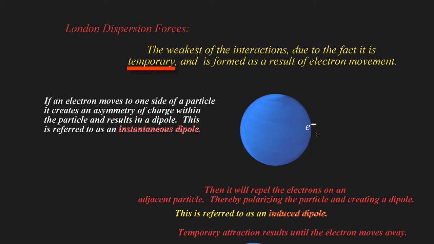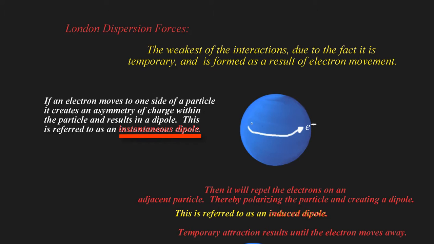The electrons move, but then they move back. So they create what is called an instantaneous dipole. So let's see it in action. If I were to have this electron move, let's say it was here, and then it just moved to the other side over here. Now I've created an asymmetry of charge within this particle itself. So this asymmetry of charge ends up creating this instantaneous dipole that I spoke of.